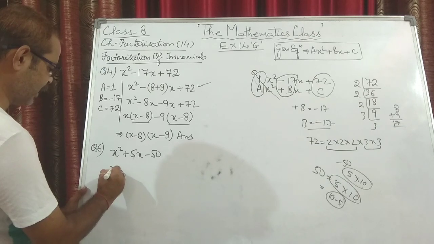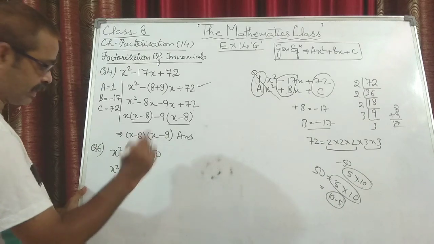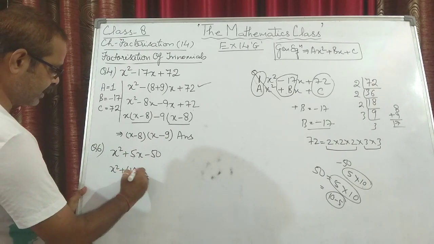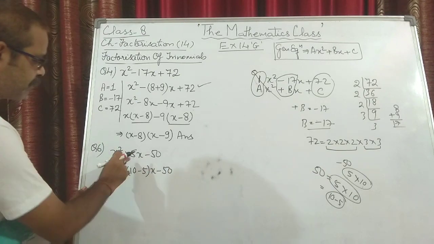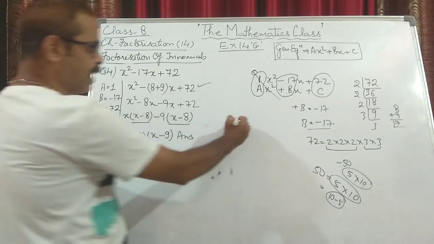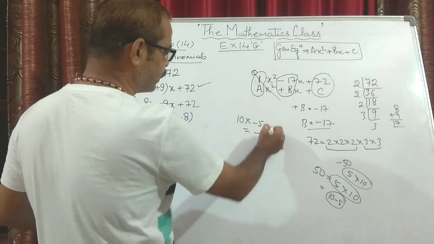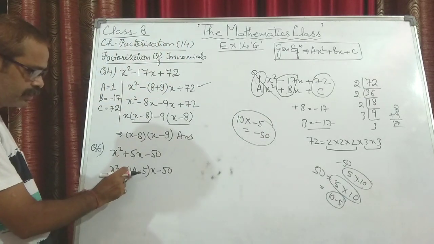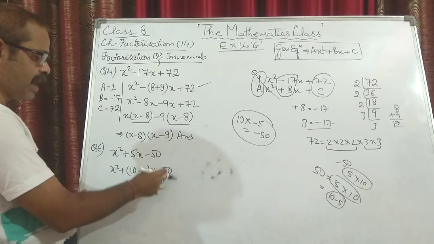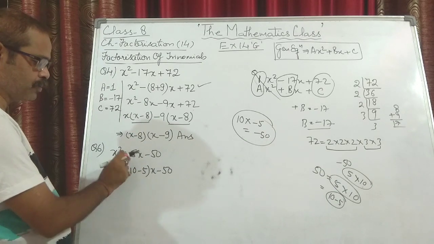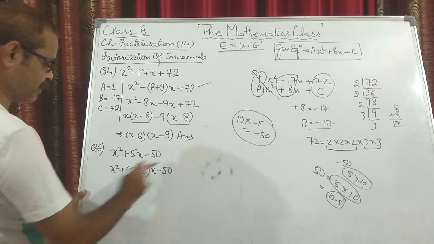So what can we do? x square plus, now 5 is there, and the factors are 10 and 5, so we will write 10 minus 5 into x minus 50. 5 can be written as 10 minus 5, and 10 into minus 5 is equal to minus 50. Means these are the factors. The product of the factors is equal to AC, and the sum or the difference is equal to the middle term. So 5 can be written as 10 minus 5 into x and then minus 50.